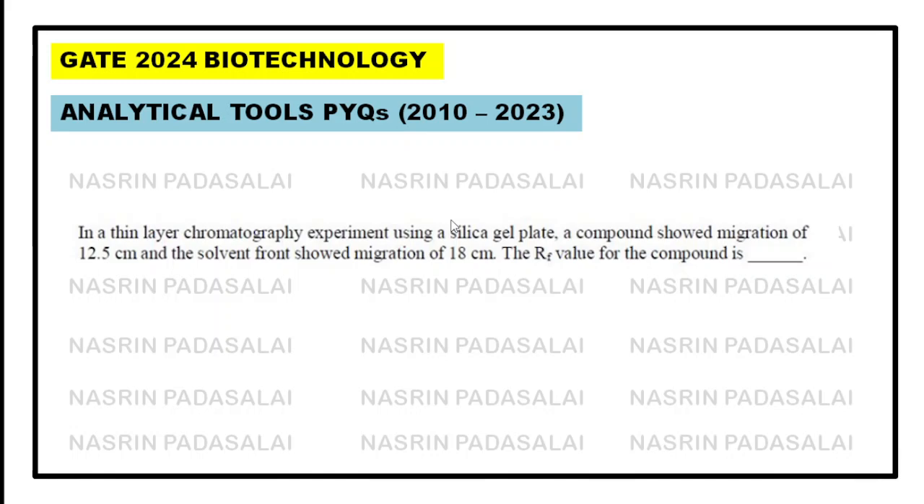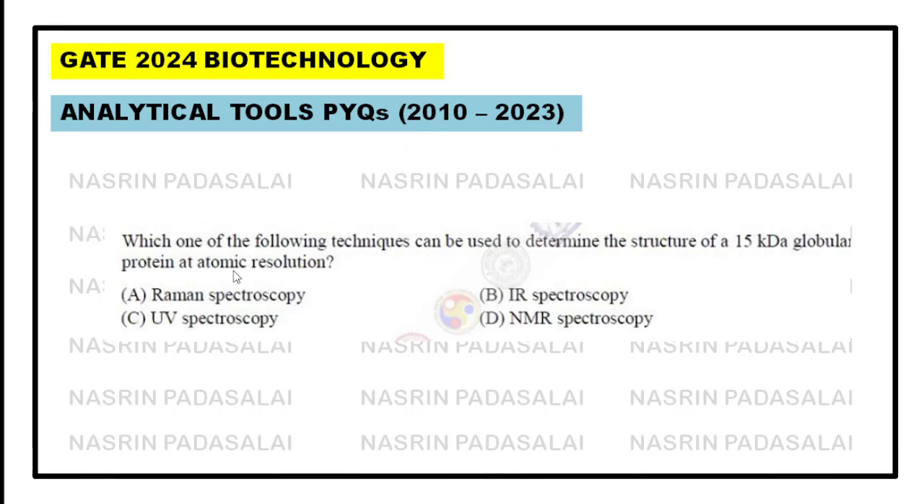In the examination you may be confused whether solute comes above or below. Solute should be above, so divide solute above and solvent below. So you need to divide 12.5 by 18 and you will get the answer. The distance traveled by solute in this problem is 12.5 and the distance traveled by solvent is 18. So 12.5 by 18 is the value you need to place over there.